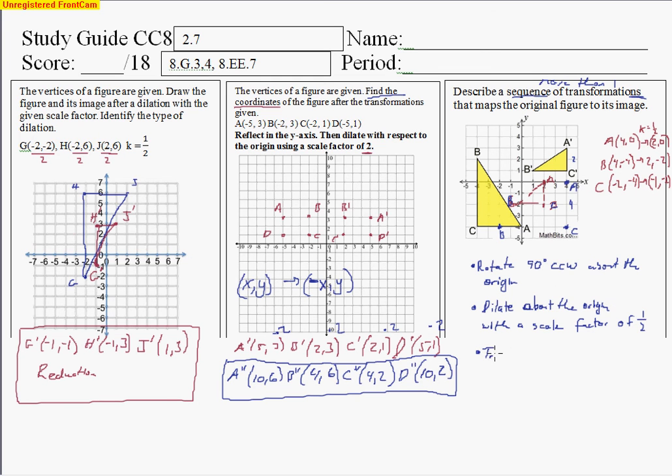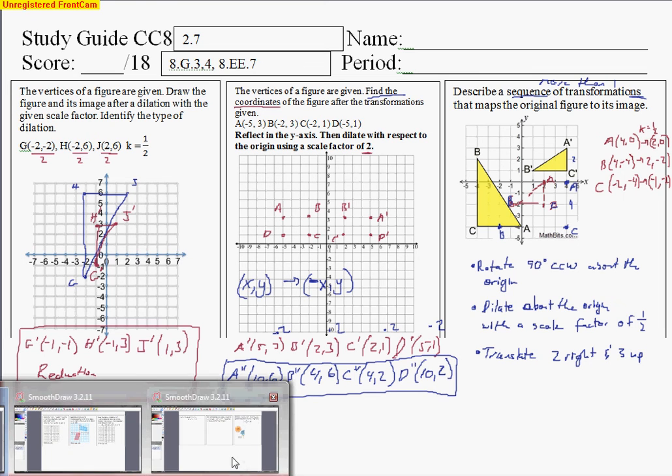So I need to translate, and it looks like I translate 2 to the right, and then 1, 2, 3 up. So 2 right, and 3 up. That'll get me into that spot. So let's take a look at the next one.